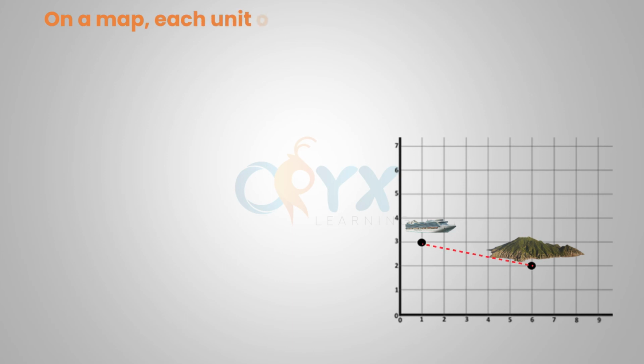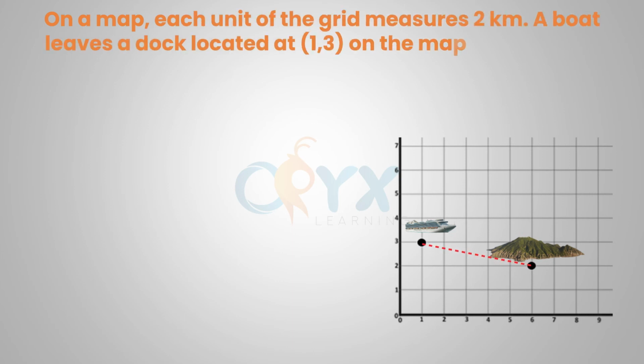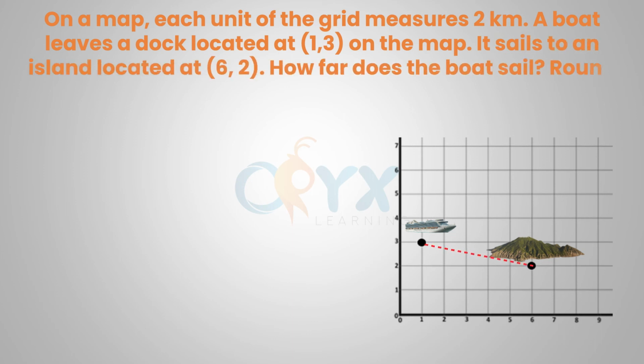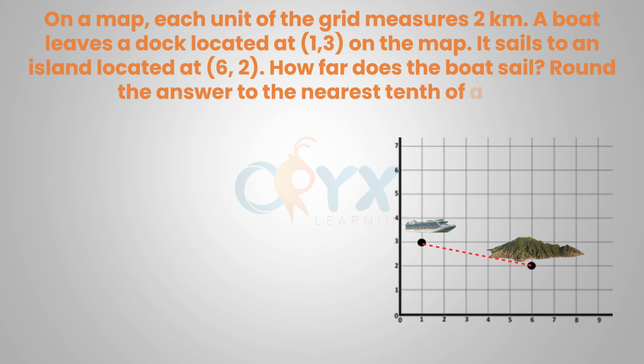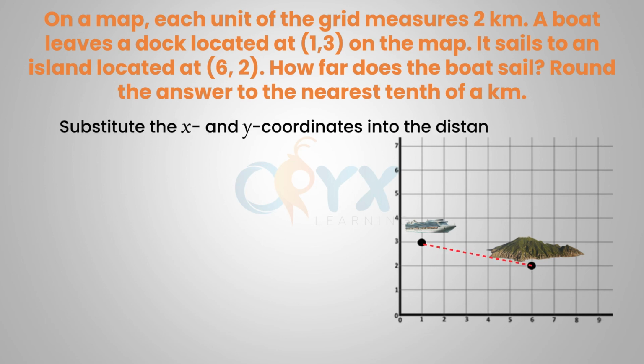On a map, each unit of the grid measures 2 kilometers. A boat leaves a dock located at the point 1, 3 on the map. It sails to an island located at 6, 2. How far does the boat sail? Round the answer to the nearest tenth of a kilometer. Substitute the x and y coordinates into the distance formula.